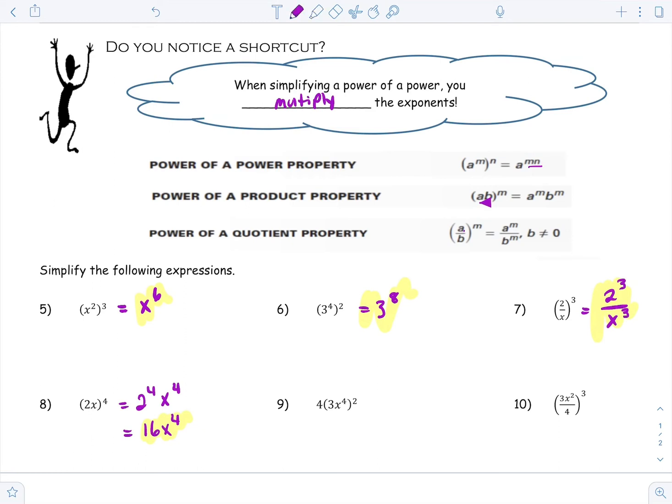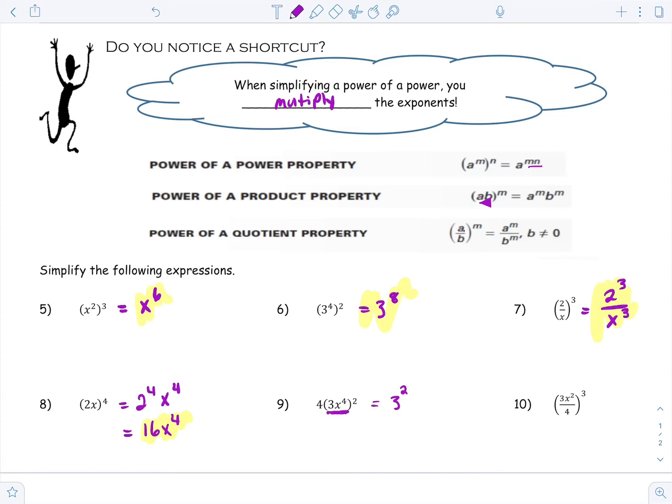Number 9, we have 4 times 3x to the 4th quantity squared. This is the part we're going to focus on, the 3x to the 4th that's raised to the second power. This is actually going to be a combination of properties because we have a product, 3 times x to the 4th. So there are 2 parts there. Since it's a product, we can use the power of a product rule, where we distribute our exponent to each part.